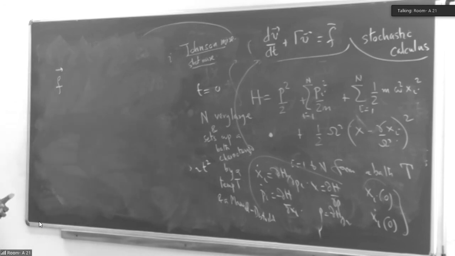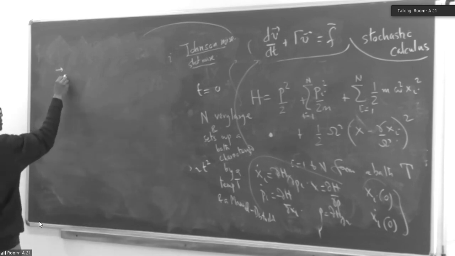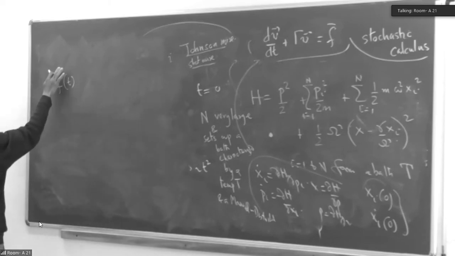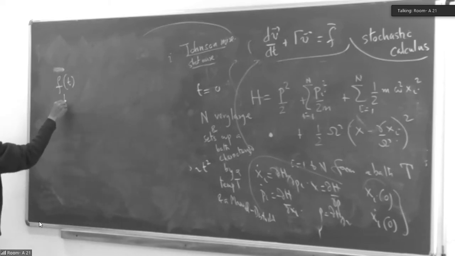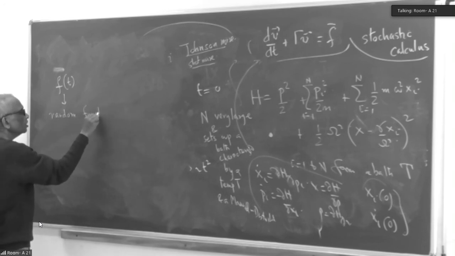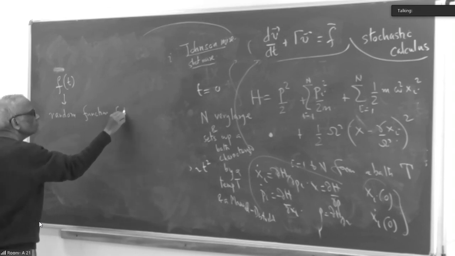The random force F, so what's meant? It's a function of time. What we are saying is that F of t, forget the vector, F of t, this is the force that we have, the random force, is essentially a random function of time.